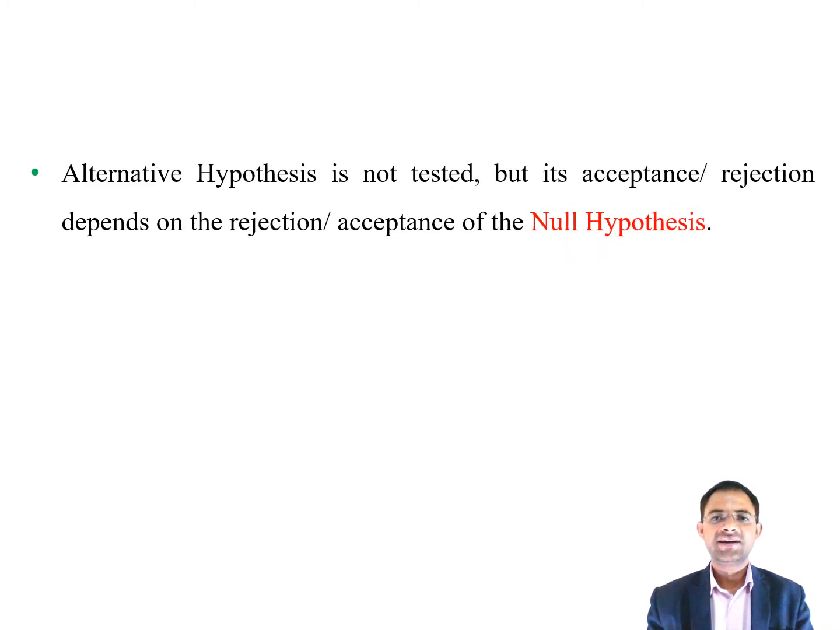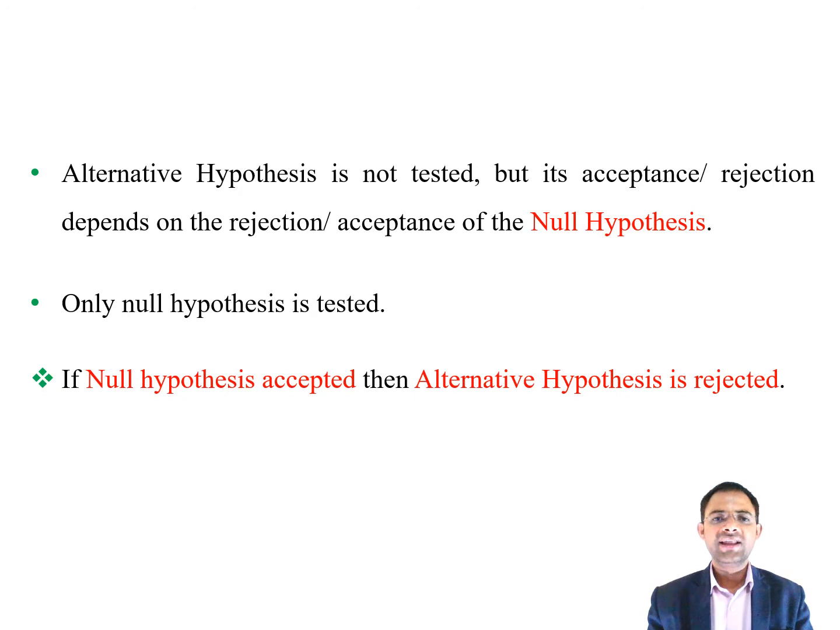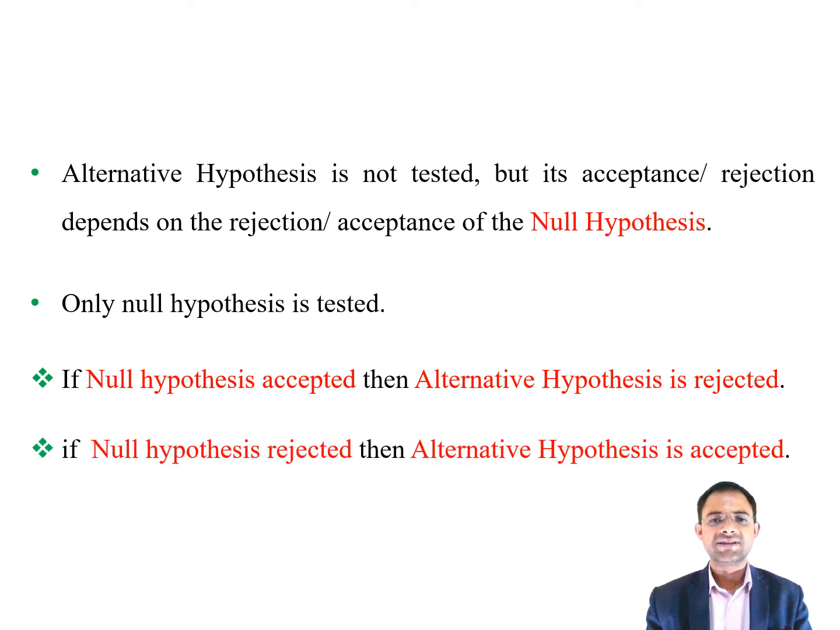The alternative hypothesis is not tested, but its acceptance or rejection depends on the rejection or acceptance of the null hypothesis. In the chi-square test, only the null hypothesis is tested. If the null hypothesis is accepted, then the alternative hypothesis is rejected. And if the null hypothesis is rejected, then the alternative hypothesis is accepted.